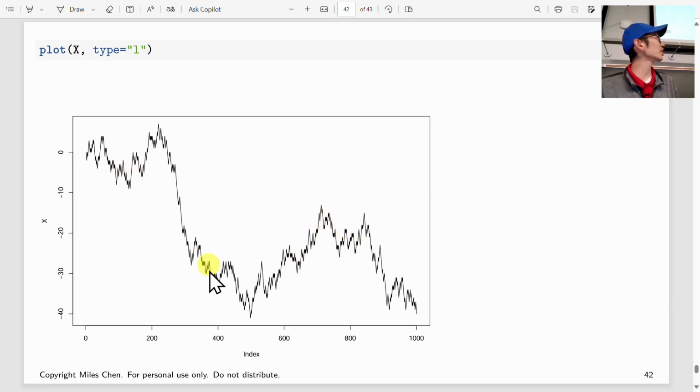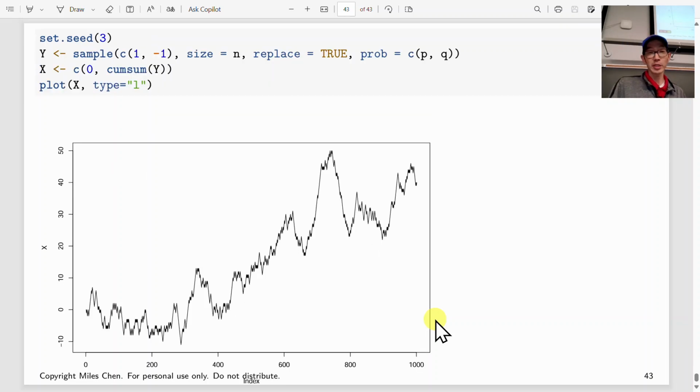Anytime you see this wiggle up and down, it's like heads, tails, heads, tails. But anytime you see a long run of tails, tails, tails, tails, heads, that's what we have here. Here is another one. I did the exact same thing, but I changed my random starting seed, and this time I got a whole bunch of heads in a row, heads, heads, heads, heads, tails, heads, and so on. I ended up as high as plus 50 or something.